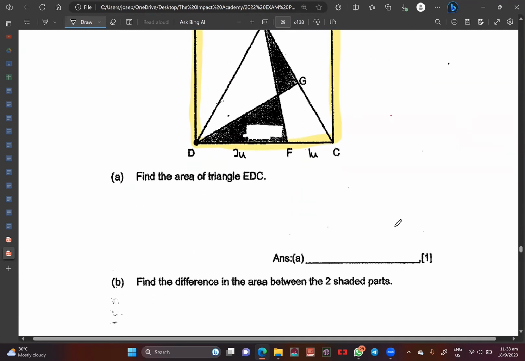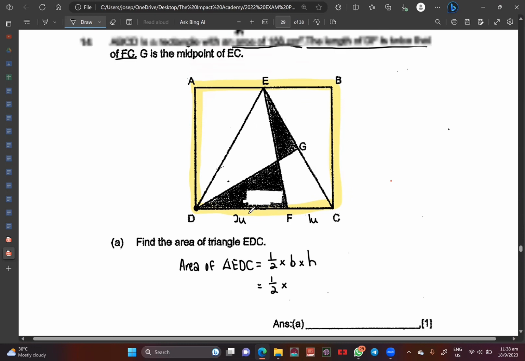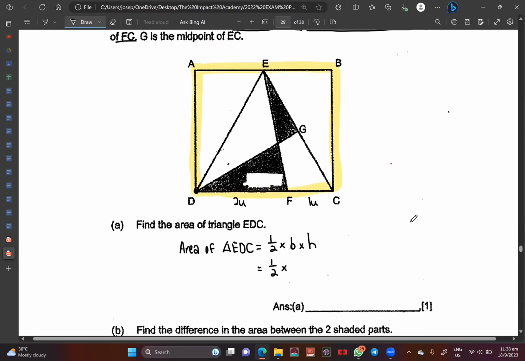All right, so we are going to say that the area of triangle EDC is actually equal to half times base times height. Okay, so we also want to look at what the base is. We do not know the measurements, but we know that there are some labels over there, so we are going to list it down. For the base, it is actually DC, and for the height, it's actually AD. Okay, so that is what I have.